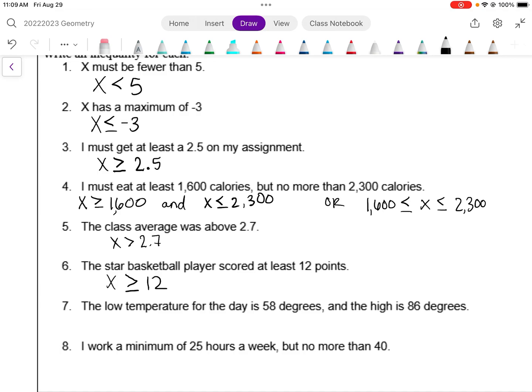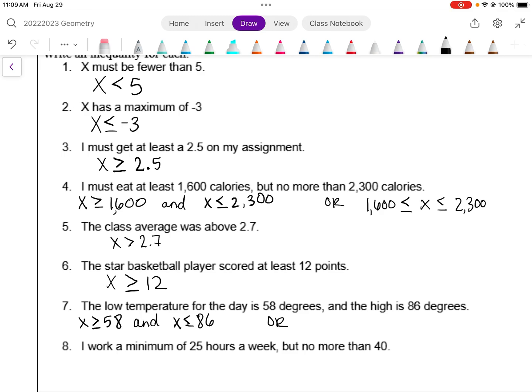We have another compound inequality here. This one talks about the temperature for the day. The low temperature for the day is 58 degrees and the high is 86. So again, we could write this out as two separate inequalities. So X has to be at least 58 degrees, right? Which means X is greater than or equal to 58. That's the low temperature. And X has to be less than or equal to 86 if that's the high temperature.